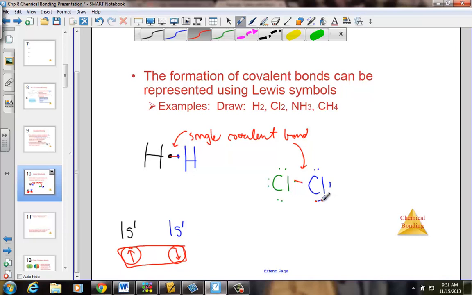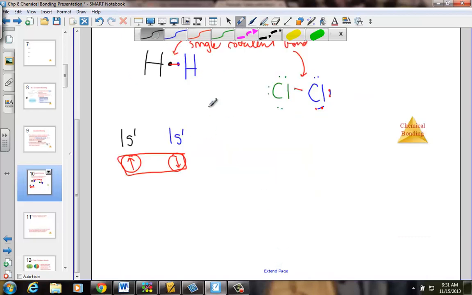By the way, those are two dots. They kind of ran together when I drew. There we go. What about an ammonia molecule, NH3?